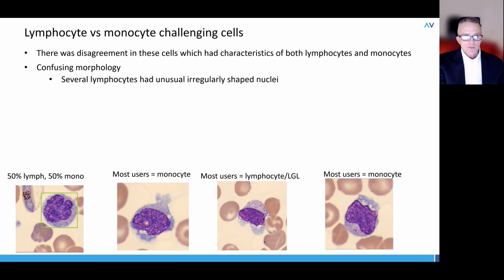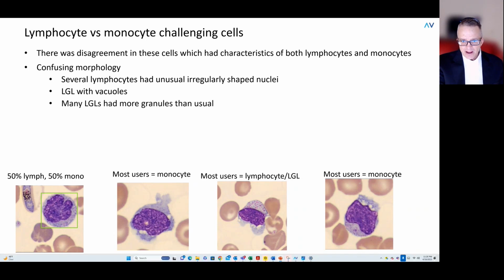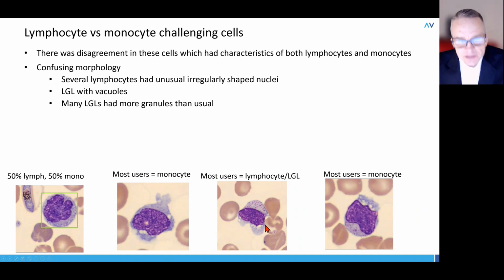Morphology was confusing. Several lymphocytes, like I mentioned, have unusual shaped nuclei. There were LGLs present that had vacuoles, as you see here in this LGL, which sort of makes you lean toward, is it a monocyte? And many of the LGLs had more granulation than is typically seen. I don't know if that's your experience, but it's mine. They had quite a bit of granulation, and the granulation was not as distinct. In other words, the granules were not as large.